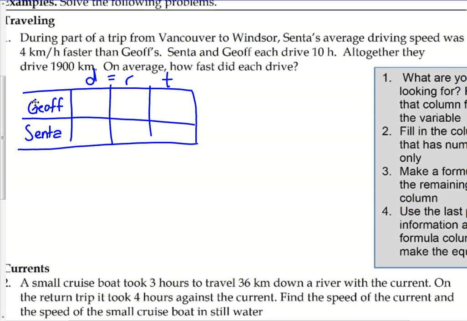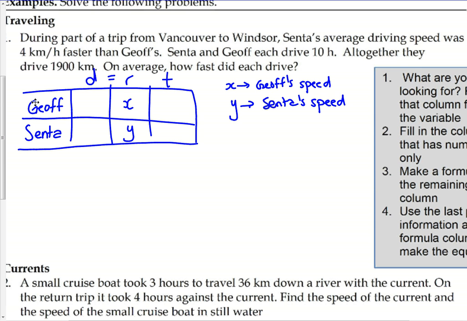So what are we looking for in this question? How fast each drove. So let's choose a variable for each of them. What's Jeff's speed going to be? X? Sure. So X represents Jeff's speed. And for Senta, I'm going to use Y. It's random. Y is Senta's speed.